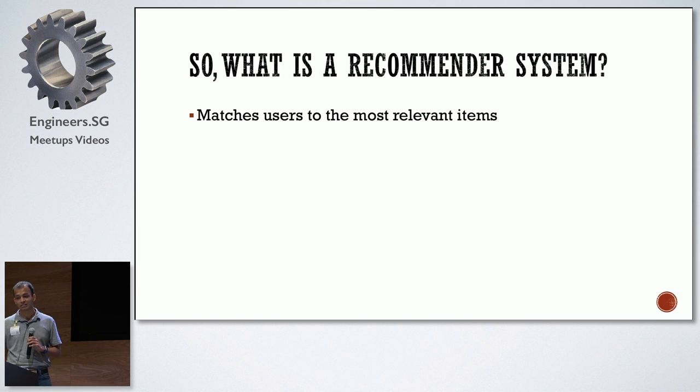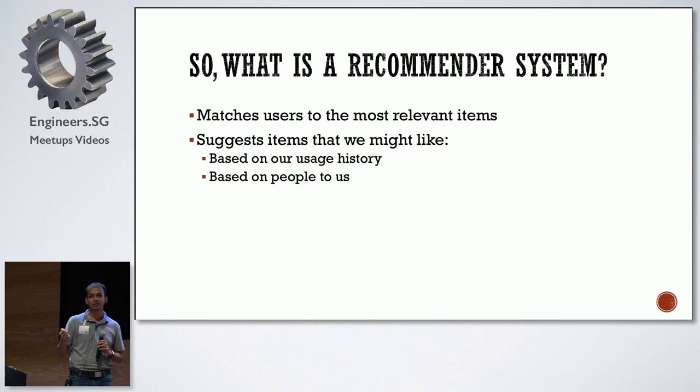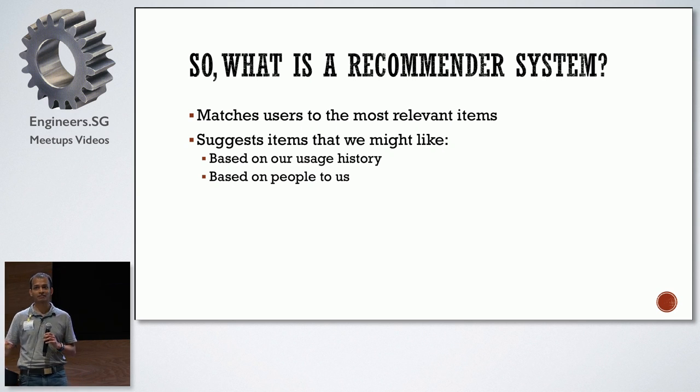So this is a standard, very simple example of a recommender system. So basically, how does it do that? It basically tries to see your usage history. So maybe I watched Inception yesterday. Probably I could watch Interstellar today. So that's a straightforward recommendation there.